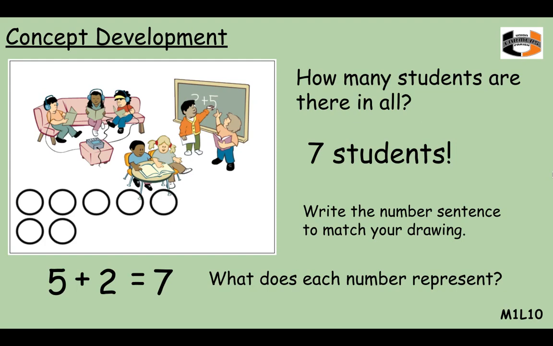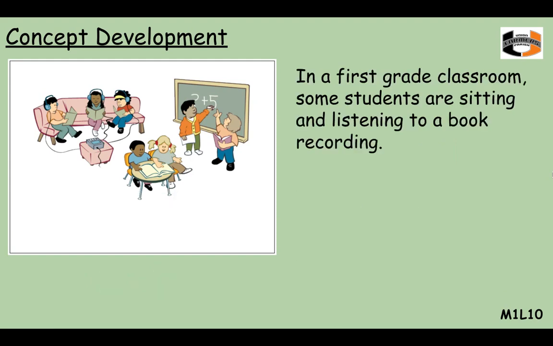Now we're going to start another one. In a first grade classroom, some students are sitting and listening to a book recording. Think about who could be sitting and listening to a book recording. There's 3, right? Those circles represent the 3 sitting and listening to a book recording.